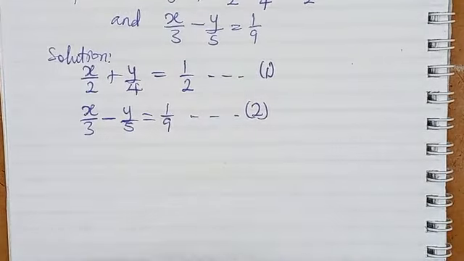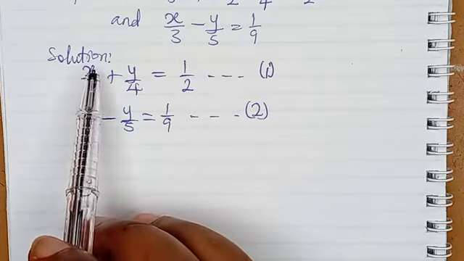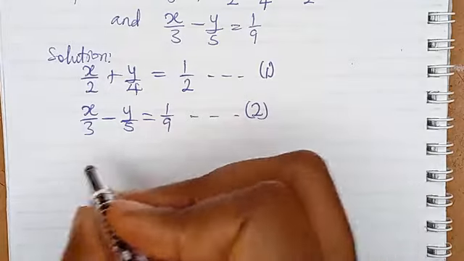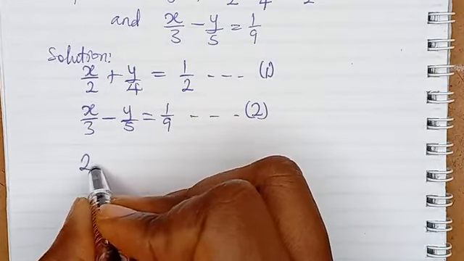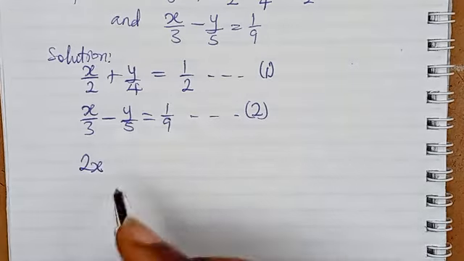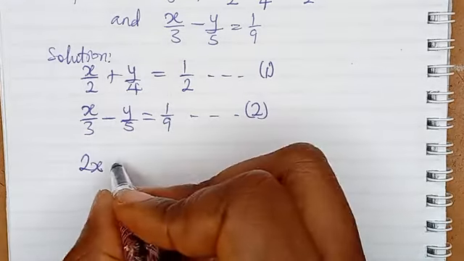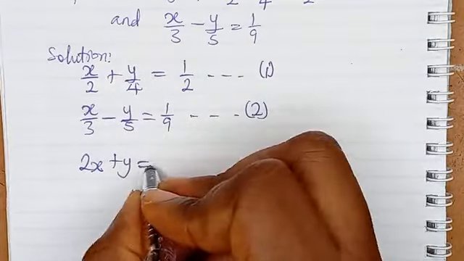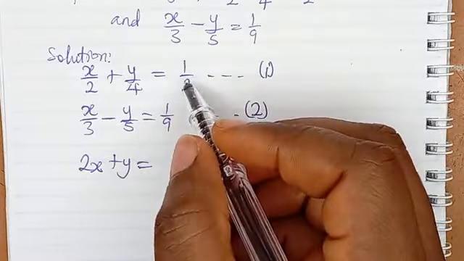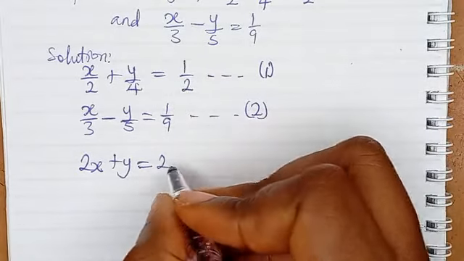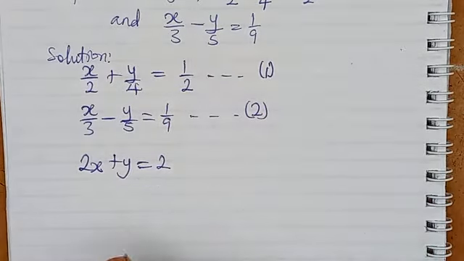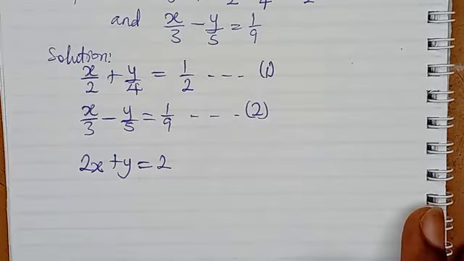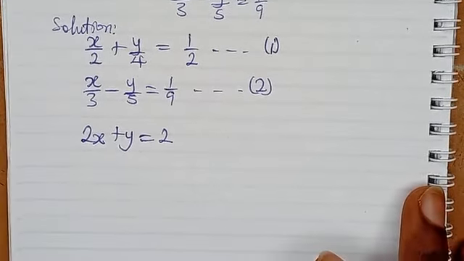When we do that, 4 times x over 2 is just like saying 2 divided into 4, giving us 2. So we're going to have 2x. 4 times y over 4, we are going to have y, because 4 will divide 4, is equal to 4 times half, that's going to give us 2. So this is the equation we're going to be working with. We can see that the equation now looks as normal as we know equations to look like.